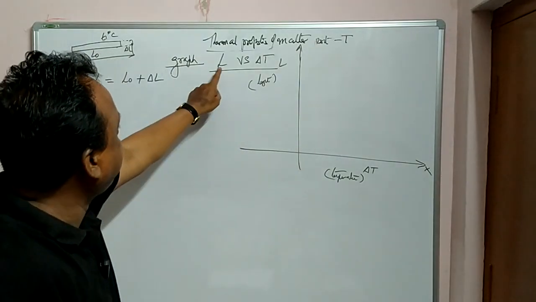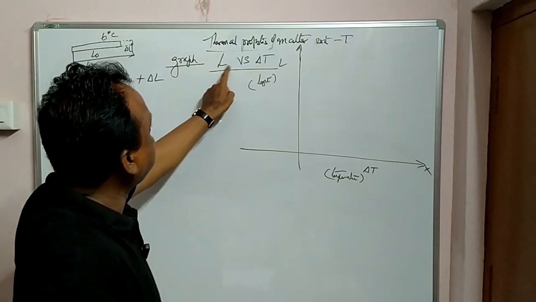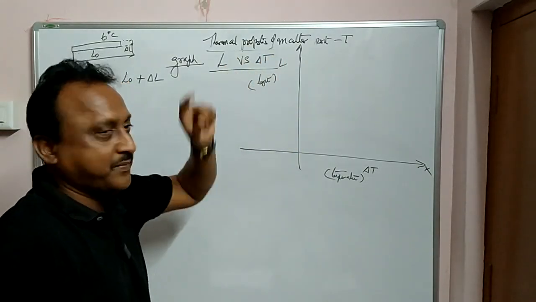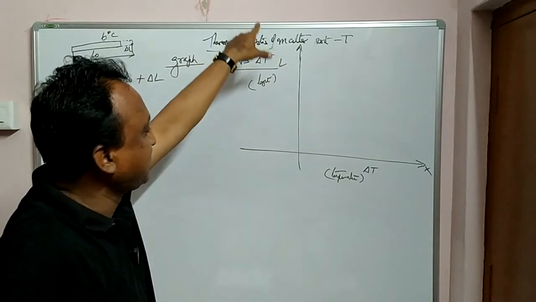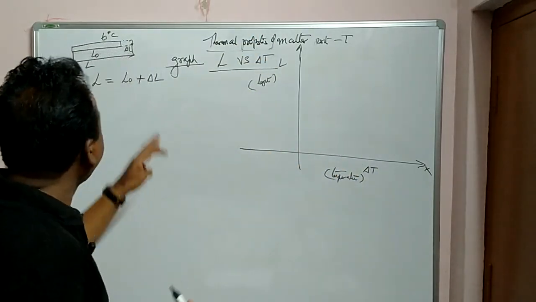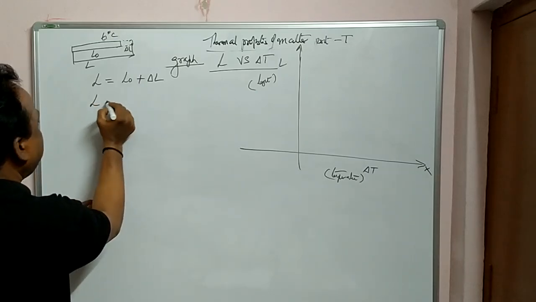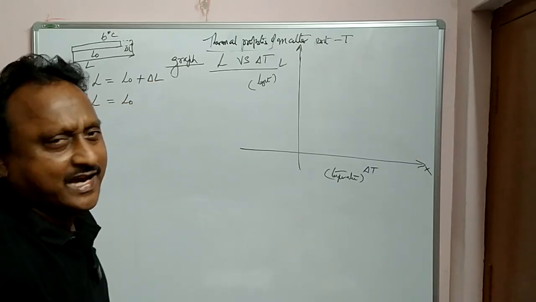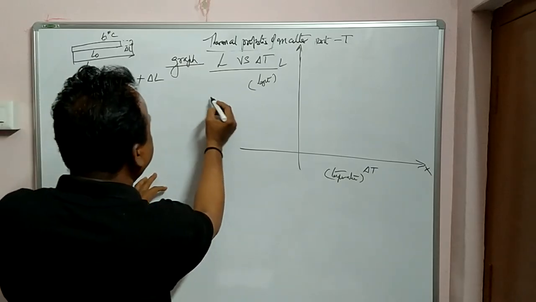So ఇప్పుడు దీనికి మనం గ్రాఫ్ గీస్తాం. ఏంటి? న్యూ లెంత్ వర్సెస్ టెంపరేచర్ డిఫరెన్స్. అందుకే న్యూ లెంత్ y యాక్సిస్ మీద తీసుకున్నాను, టెంపరేచర్ డెల్టా టీ x యాక్సిస్ మీద తీసుకున్నాను. సో ఇఫ్ యూ అబ్జర్వ్ కేర్ఫుల్లీ హియర్, L is equal to L naught. And what is delta L?